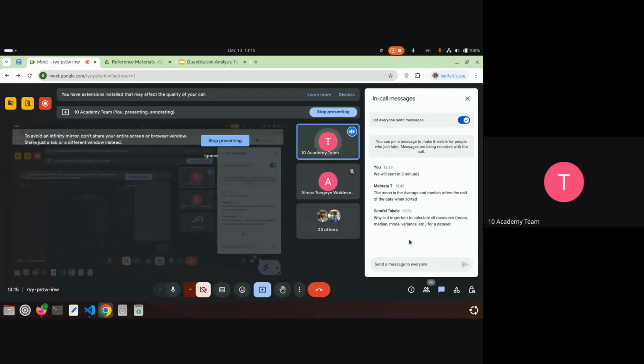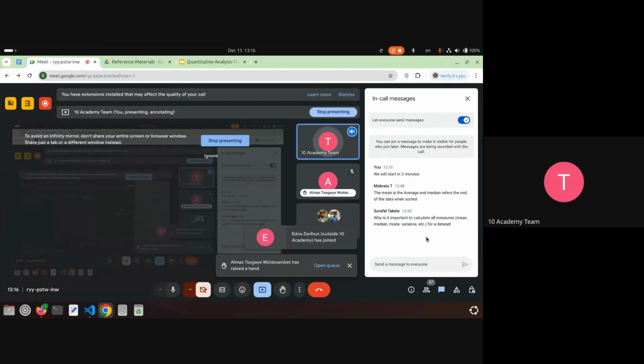So there is a question here, maybe I didn't see it before. Sravel is asking why it is important to calculate all measures, mean, median, mode, variance for a data set. Well, you don't necessarily need to calculate all measures. It depends on what you want to get from your data set.